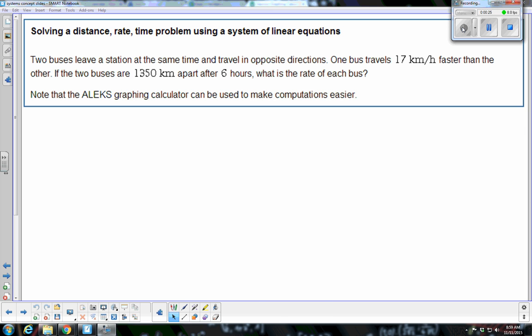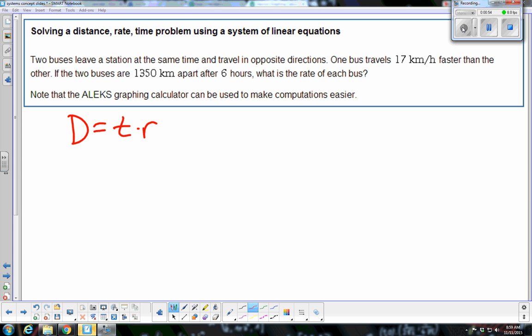Okay, so what you're going to notice when you look at this, you've got two buses that leave the station at the same time. They're traveling in opposite directions. One bus is going 17 miles per hour faster than the other. If the two buses are 1,350 kilometers apart after 6 hours, what is the rate of each bus, okay? So what you need to know is distance, rate, time always is d equals, the distance is equal to the time times the rate. So distance equals time times rate.